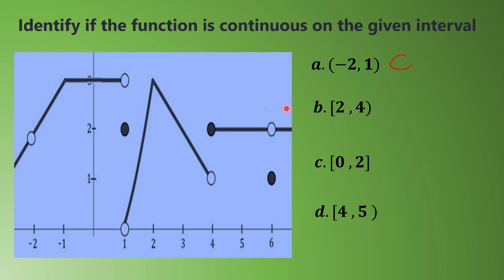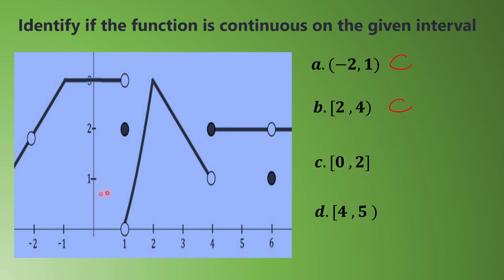At 2 to 4, wherein 2 is included, so this is 2, including 2, and then tracing the graph up to 4, even though we have a hole at 4 here, but we're not including 4 in the given interval. And we do not see any discontinuity on this side, so we have continuous.